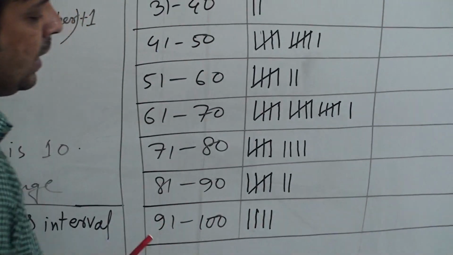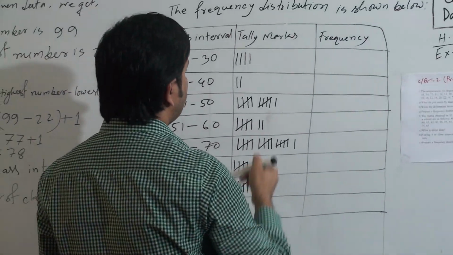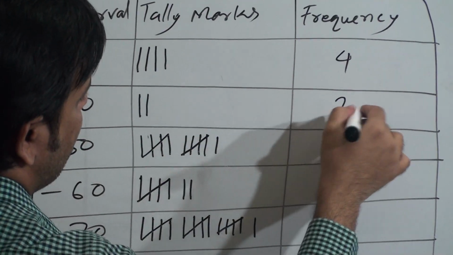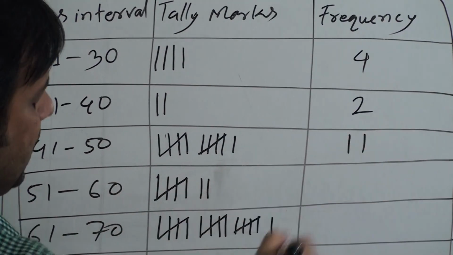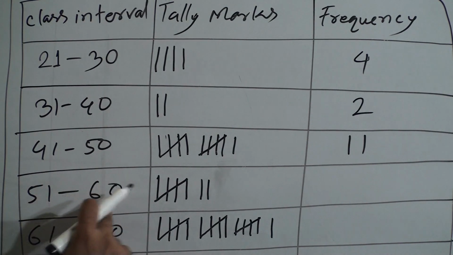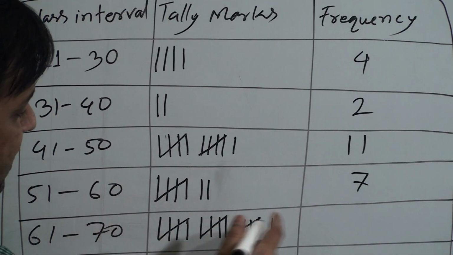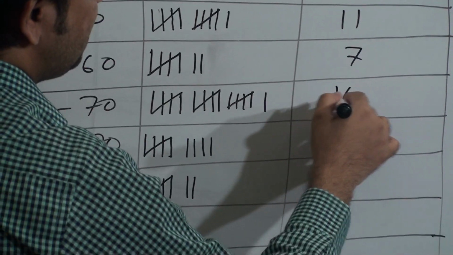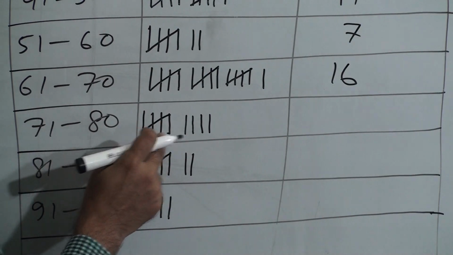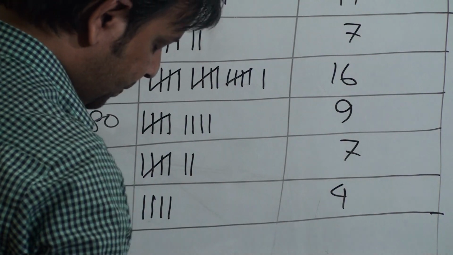So we can count the tally marks and put in the frequency. Now in the first class, if you observe, 4 tally there. In the second class there are 2 tally. In the third class there are 11 tally here. Now in the class 51 to 60 there are 7, if you count 7. Now in 61 to 70 there are 16 tally marks. 5, 10, 15 and 1, 16. Then here are 9, 5 and 4, that is 9. Here are 7 and here are 4.